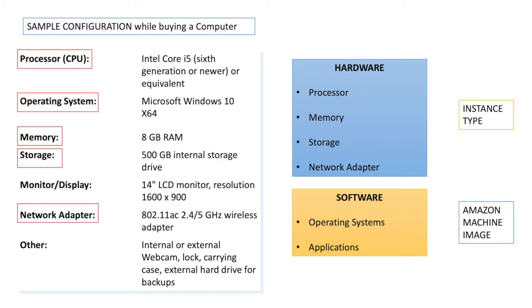So whenever we have to buy or launch an instance, if we have to get a virtual machine, we are going to ask AWS to let us choose based on instance type, which will determine the hardware part, and Amazon Machine Image, which is going to determine the software part.